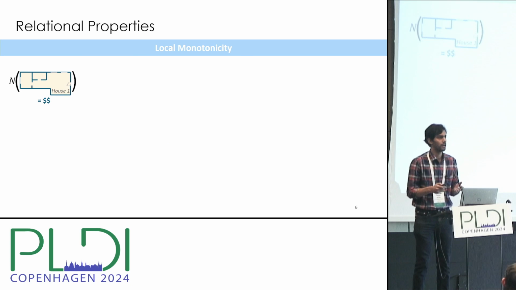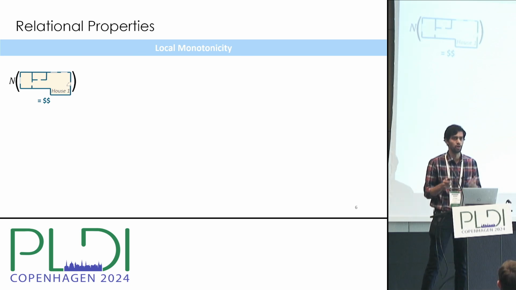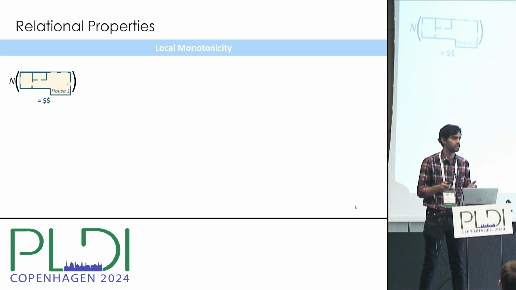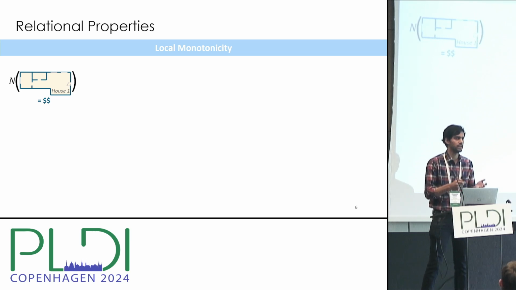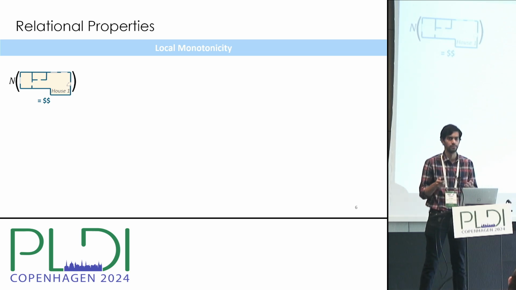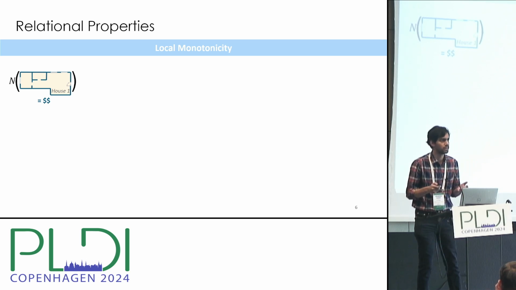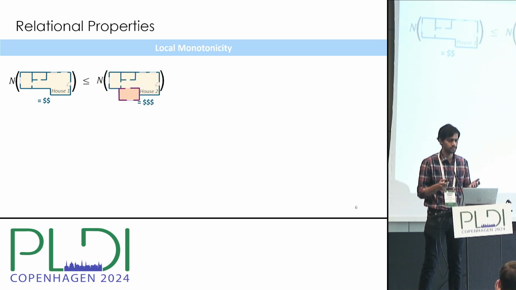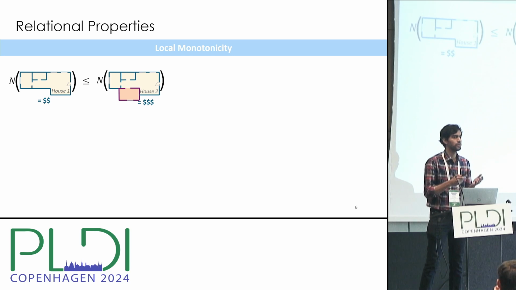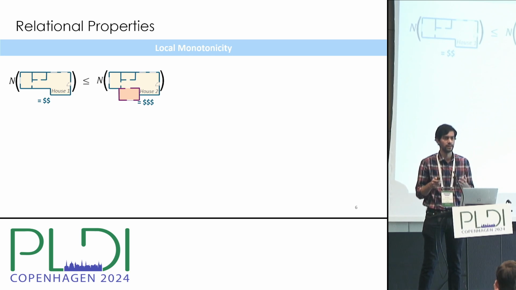The second relational property we will be considering is local monotonicity. Before formally defining it, we will see why it is important to verify the monotonicity of the neural network. Suppose we are using a neural network to predict housing prices. In this case, we expect the neural network should predict higher prices for a larger house with more rooms, provided all other features remain the same. This can be exactly encoded as the local monotonicity property.